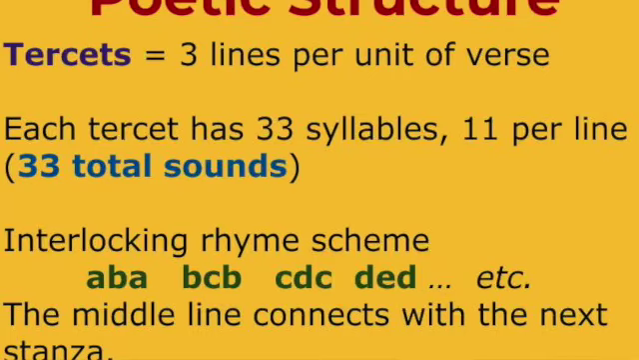Now, to round things out, he plays again off the number three. So he takes each stanza, the little three-line poem, and he says, I'm going to make each line 11 syllables or 11 sounds within each line. So within a stanza, you have 11, 11, 11. You have 33 sounds that are making up the terza rima or the stanza. So it's an interesting play off of the number three, and Dante manages to maintain it for the entire length of this epic poem, which is quite amazing.